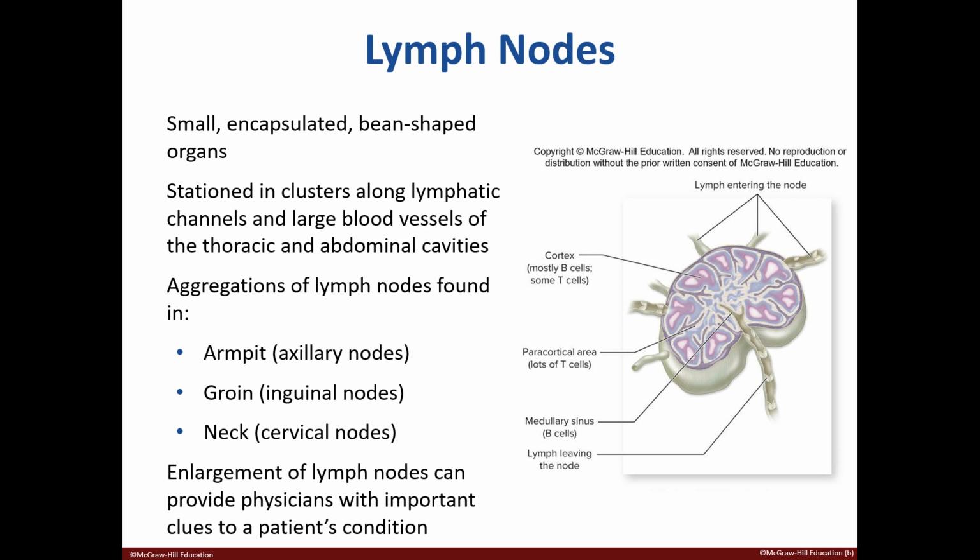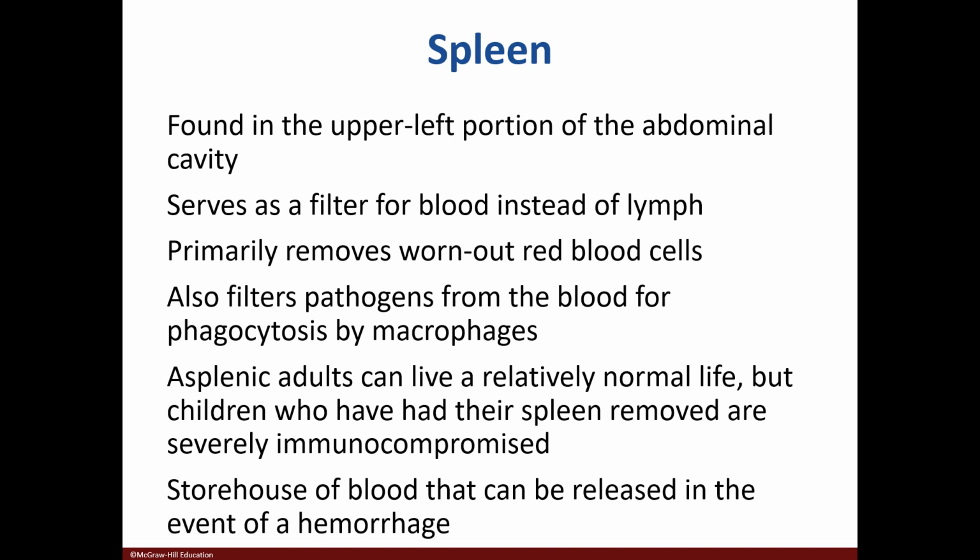The lymph nodes can be found in the axillary region, the groin, and neck. When they enlarge, it's indicative of an infection. The spleen can be found in the upper left region of the abdominal cavity and is responsible for filtration of blood and for the removal of old red blood cells. It can also filter pathogens using macrophages, which are phagocytic. If an adult lacks a spleen, they live a normal life. However, if a child has their spleen removed, they experience a decreased functioning of their immune system.